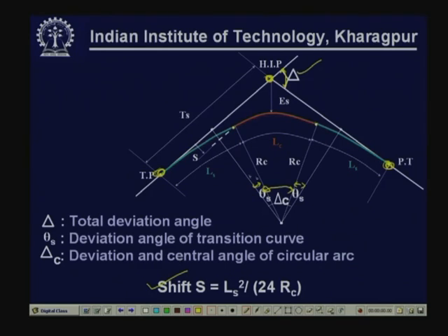Now, the shift is, as I have indicated, this is the shift. This is nothing but Ls square by 24 Rc. So, this is the equation commonly used to calculate the shift. Ls is the length of the transition curve, Rc is the radius of the circular curve. So, it is Ls square divided by 24 Rc.